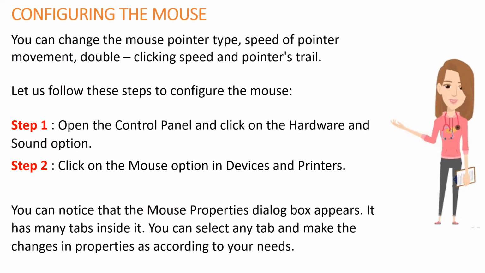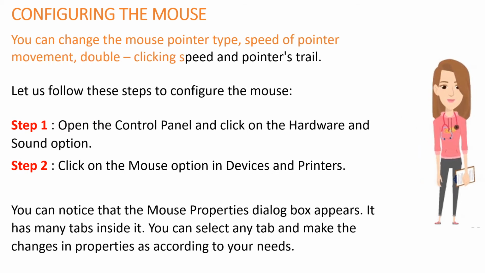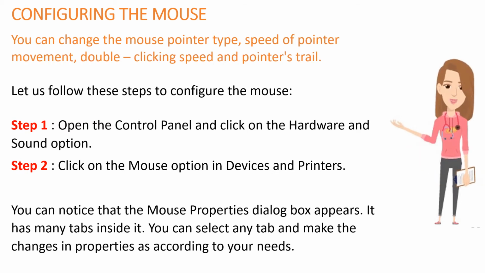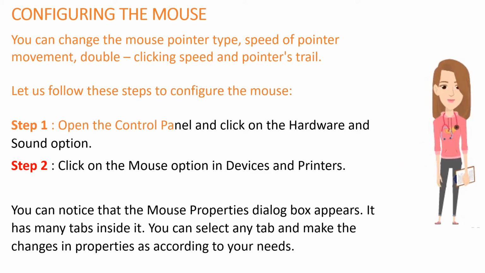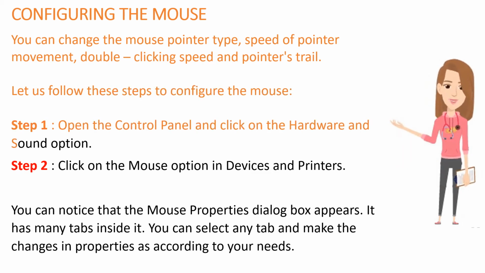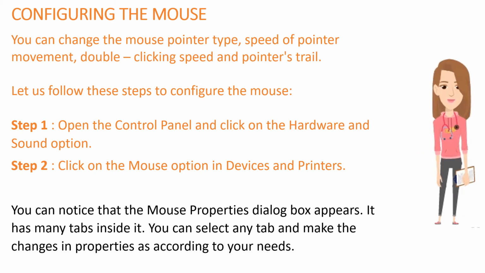Configuring the mouse. You can change the mouse pointer type, speed and pointer movement, double clicking speed and pointer style. Let us follow this step to configure the mouse. Step 1. Open the control panel and click on the hardware and sound option. Step 2. Click on the mouse option in devices and printers.